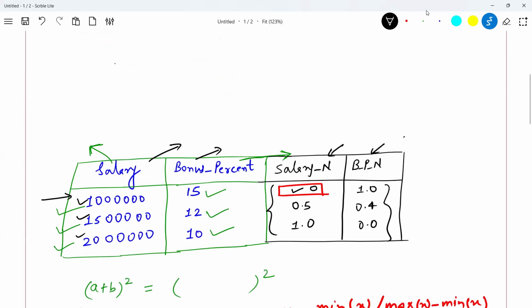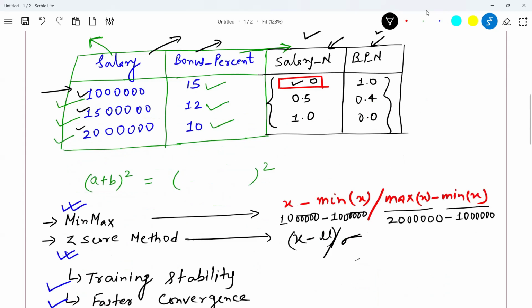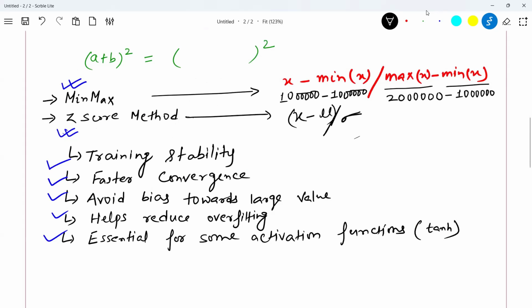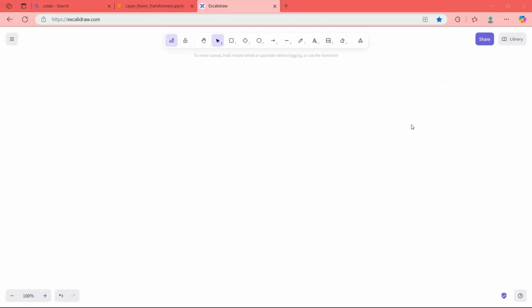So what you will have after normalization is a new value of salary and a new value of bonus percent, and these things will work nicely for you: training stability, faster convergence, and these reasons. So this is the basics of why you normalize. Now let me try to put it in here so that you can download whatever we discussed.